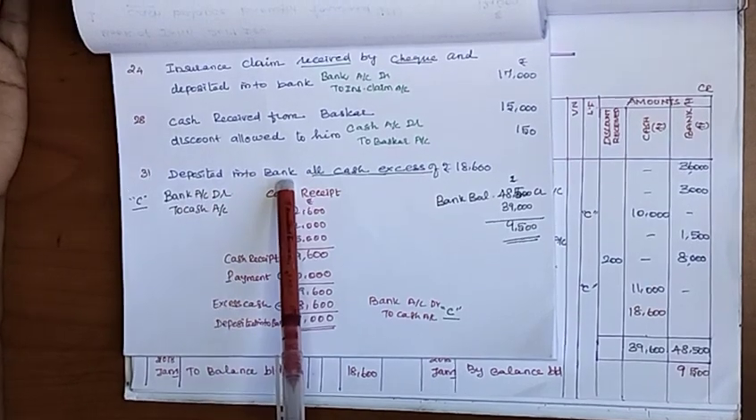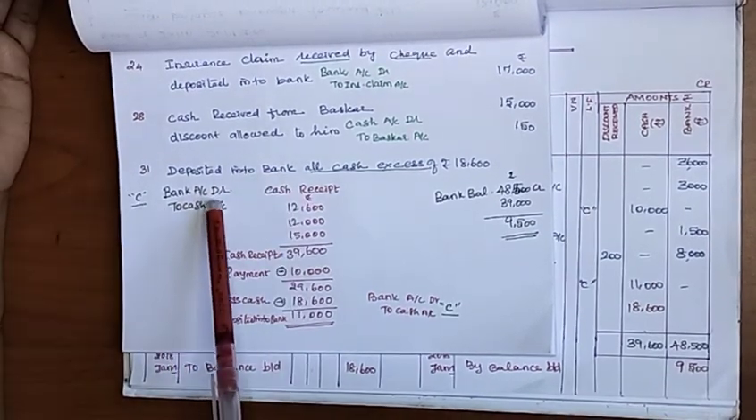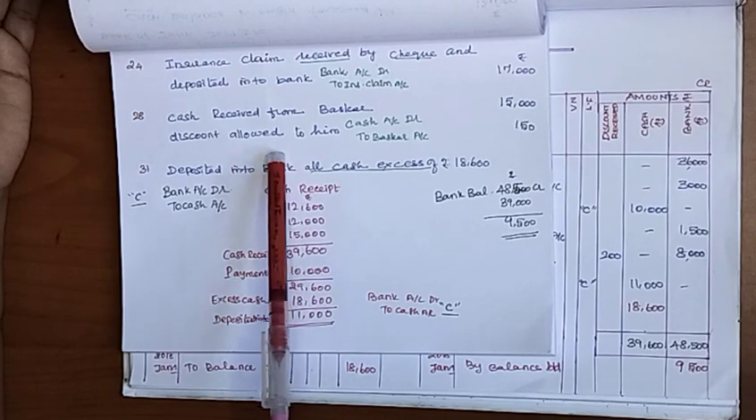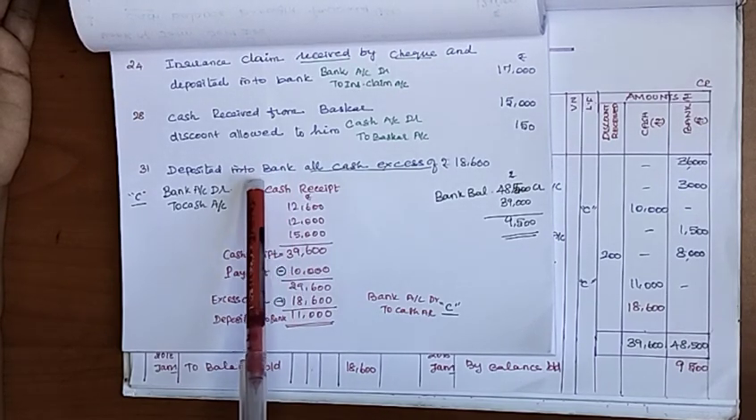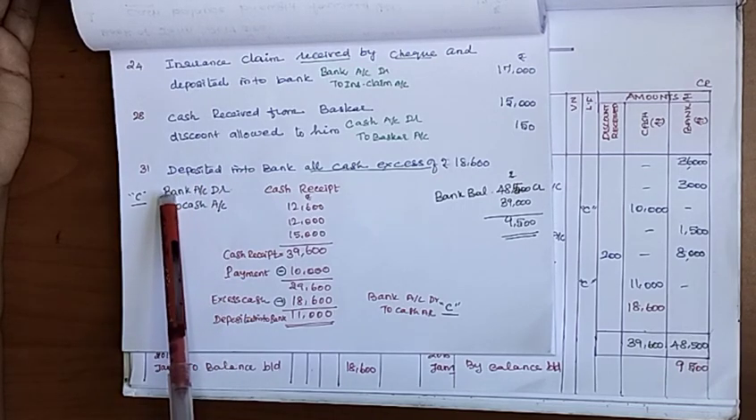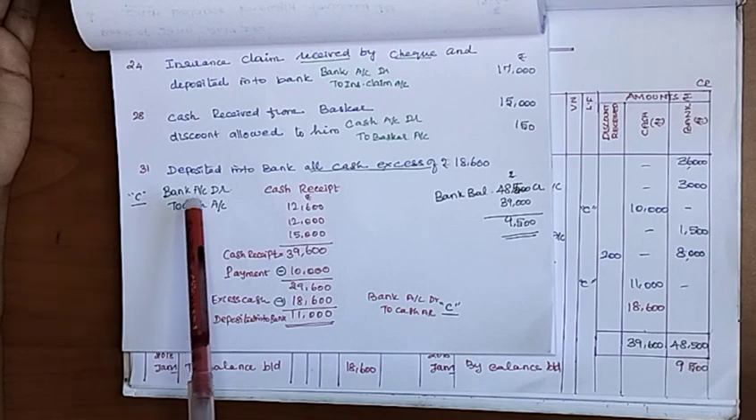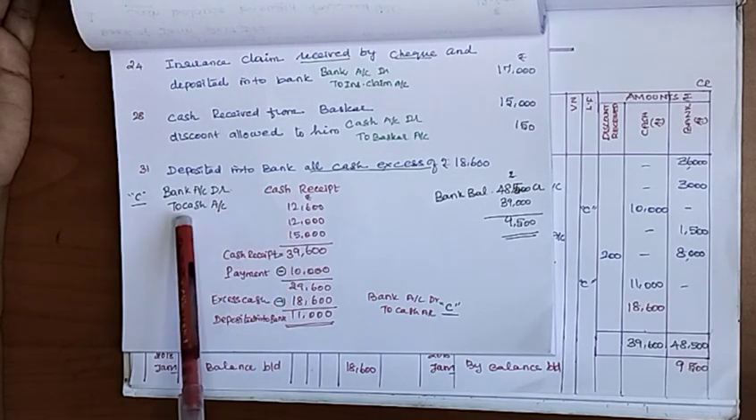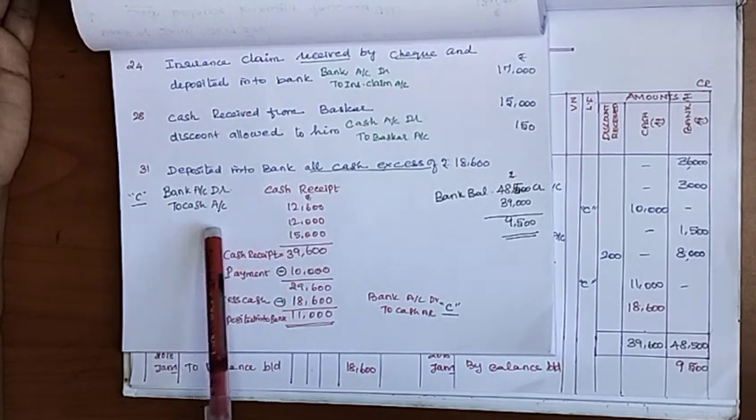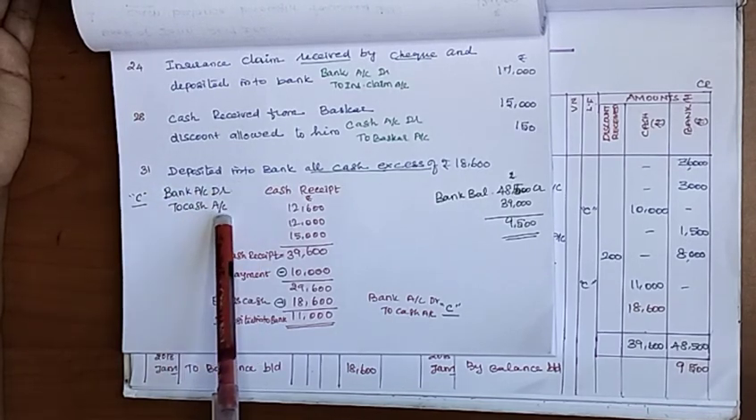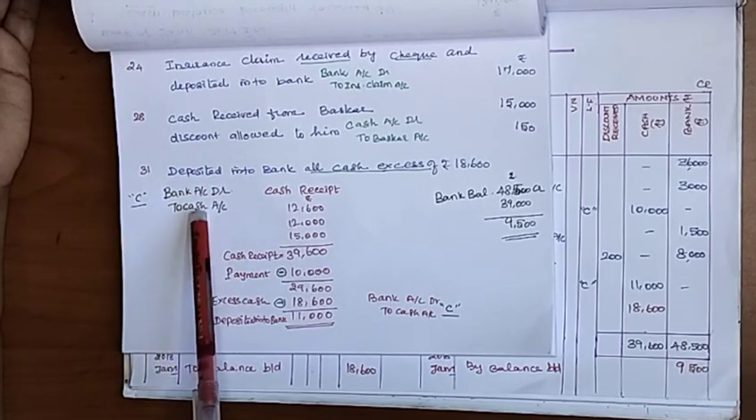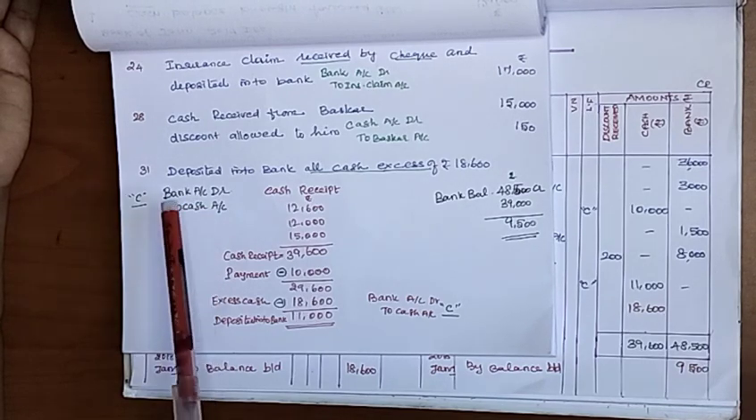What is the journal entry? The journal entry involves the bank account, because you deposited into bank, which means your bank account increases, right? Whenever your bank account increases, you debit the bank account. So bank account debtor. You deposited cash into bank, which means your cash account decreases, so to cash account. Bank account debtor to cash account. So this is the contra entry. Two accounts are affected here, bank account and cash account.